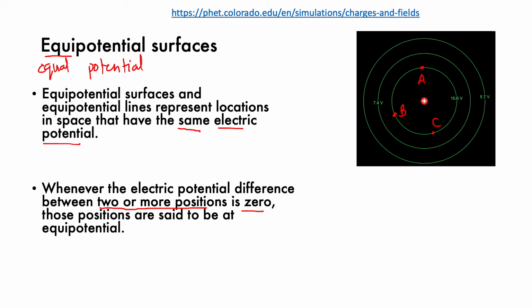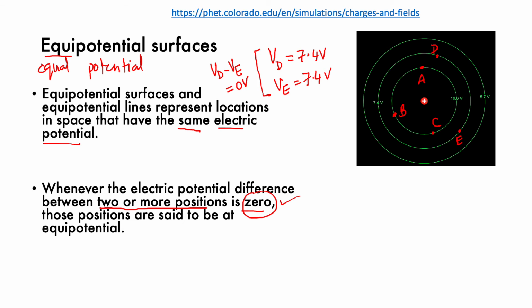Similarly, if I take a point D and a point E, look at D and E, they are on the second circle. The potential there is 7.4 volt. So the potential for D is 7.4 volt, and the potential for E is also 7.4 volt. So they are said to be on an equipotential surface. If I take the difference between them, VD minus VE, that will come out as 0 volt. So that's what it says here: the potential difference between two or more positions is 0 on an equipotential surface.